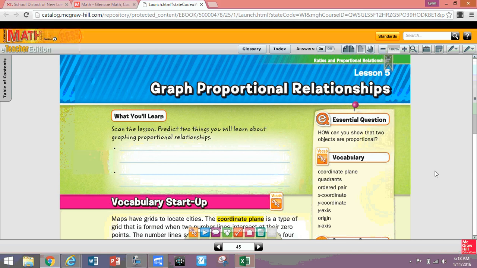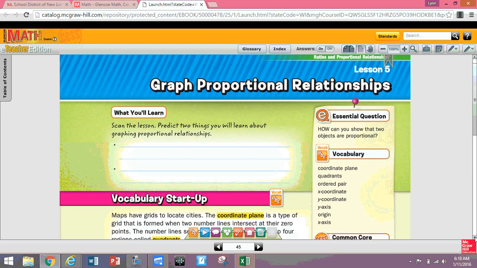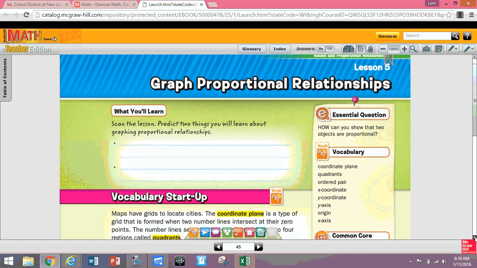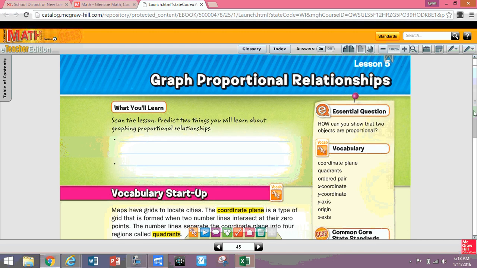This lesson is graphing proportional relationships. What this lesson is going to do is take what we were doing with ratio tables and looking at whether something is proportional or not, and you're going to take that information from a ratio table and graph it on a coordinate plane.